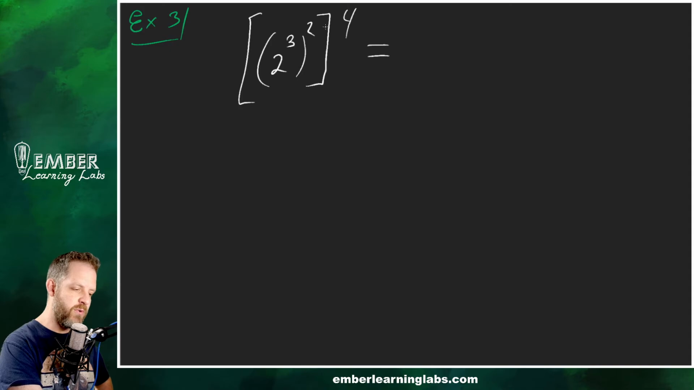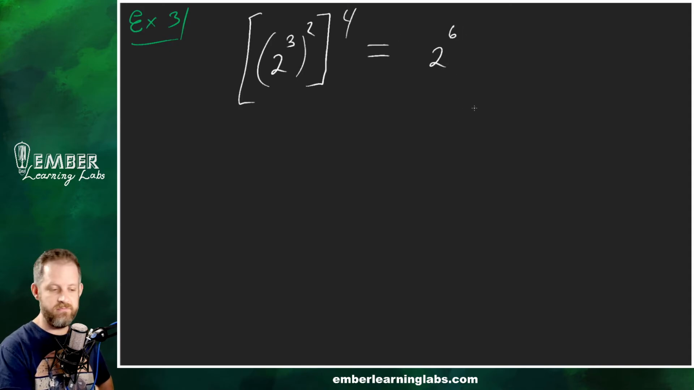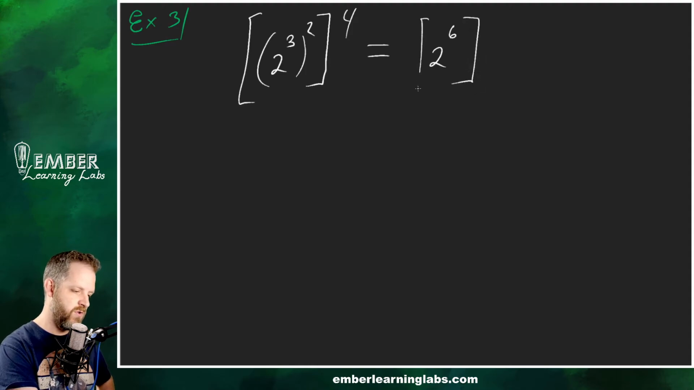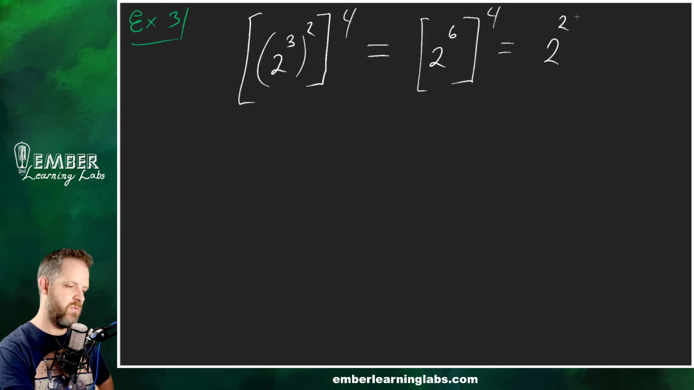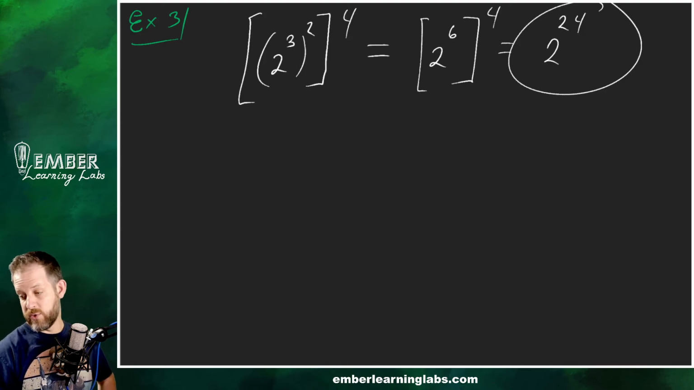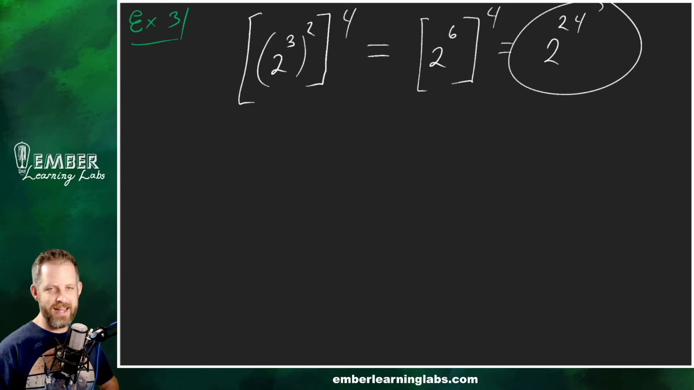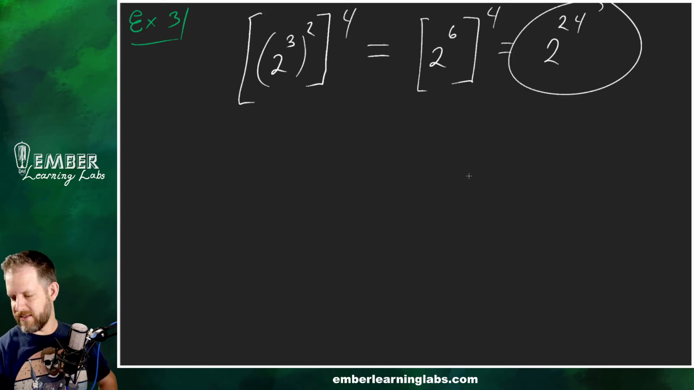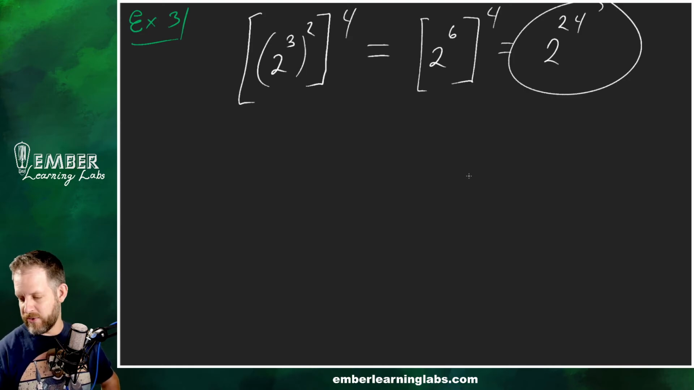So we're going to do 3 times 2. So 2 to the 6 to the 4th. Then we're going to multiply those. 6 times 4 is 24. So this equals 2 to the 24th. Which would equal a great big old fat number, right? You can punch that in a calculator if you want, and you can get a long old number. But that's not for this lesson. All we really care about is what we do with the exponents.